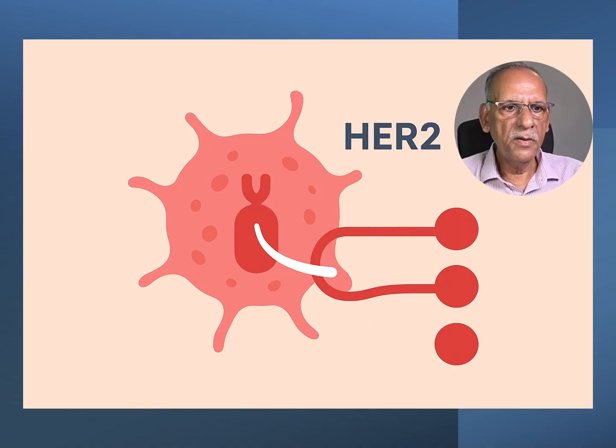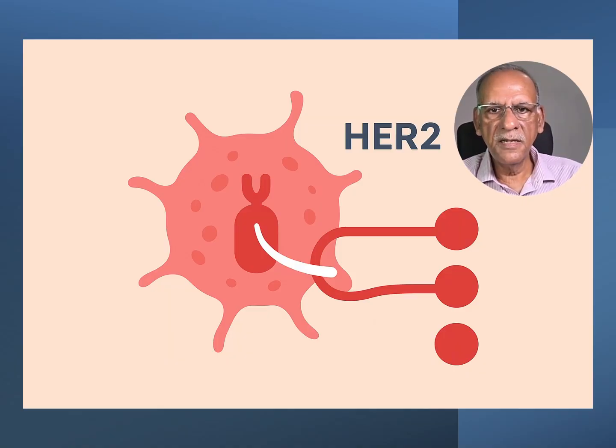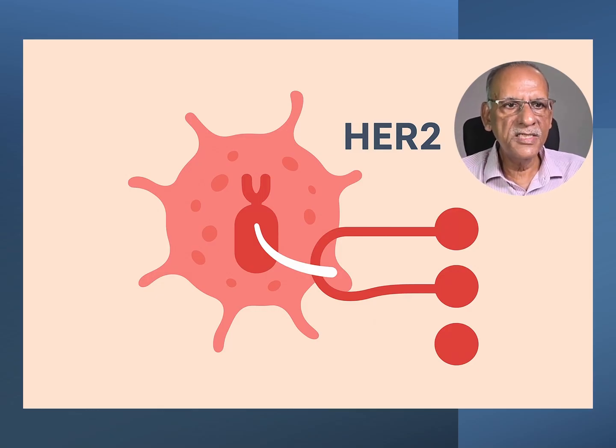For example, the HER2 neu receptor. This is a receptor that belongs to the family of epidermal growth factor receptors. There are 4 receptors in this family. This is the second receptor. This receptor is overexpressed in certain cancers such as breast cancers and ovarian cancers. So in other words, this subset of cancers is addicted to this oncogene.